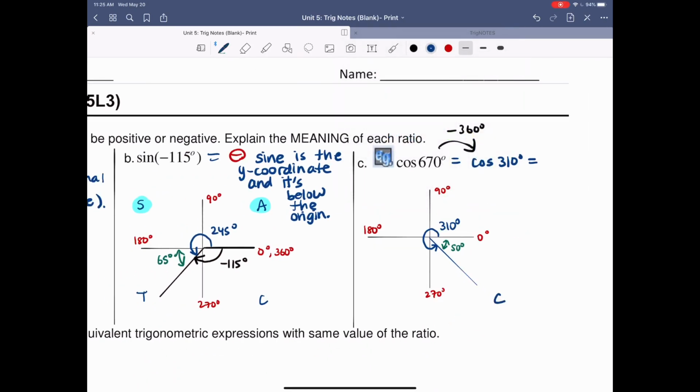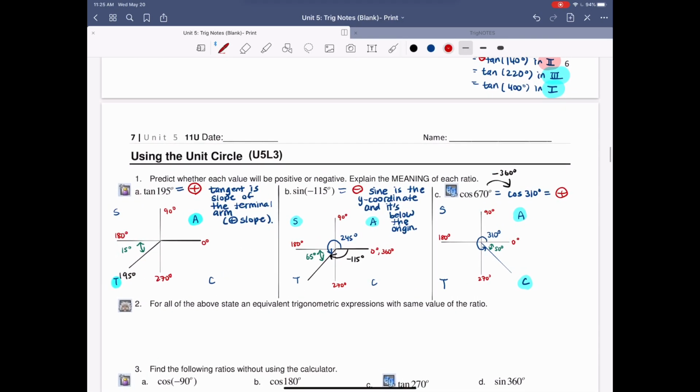So this is the CAS rule, and now I'm dealing with cosine, and that's why I'm highlighting these two. These are where my cosine is positive. And look, my terminal arm is where I've indicated that cosine is positive, and therefore my cos 670 should be positive. For any of these three questions, you could have used a calculator to double check and say tan 195 equals. And when you do that, you get a value of, let's say, 0.2679, a positive number.